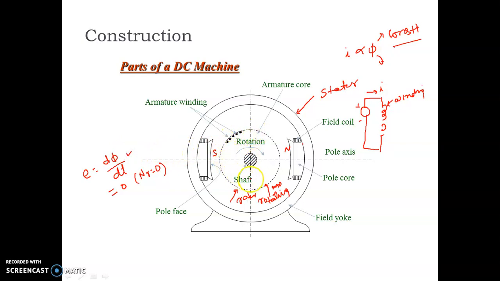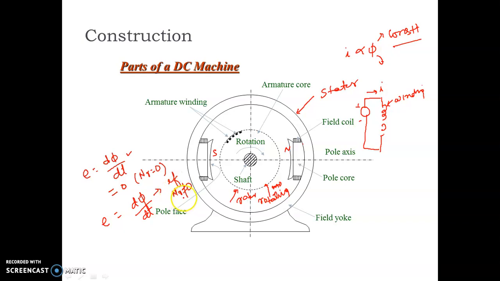But once you rotate this rotor by any external means, suppose this shaft is rotated, at this time what will happen? There will be induced EMF if Nr is not equal to 0.